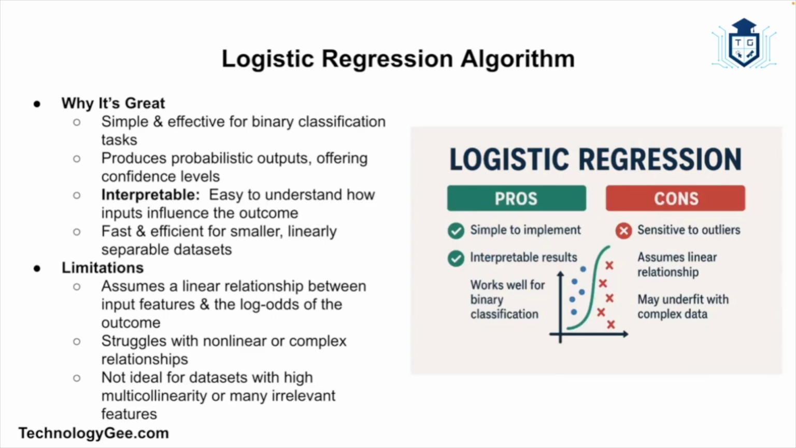Now, why is this great? Well, it's simple and effective for binary classification. It outputs probabilities and doesn't just do hard guesses, and it's easy to implement and interpret. Its limitations: it assumes a linear decision boundary and it doesn't perform well with complex relationships.